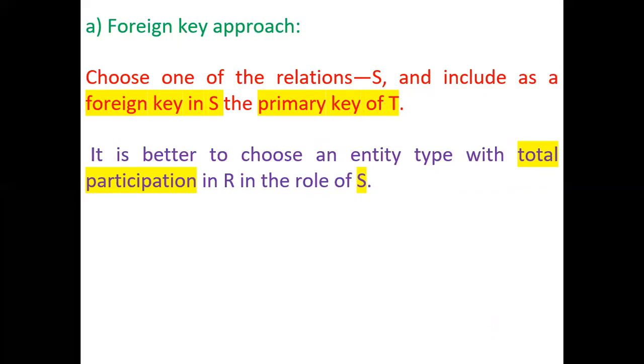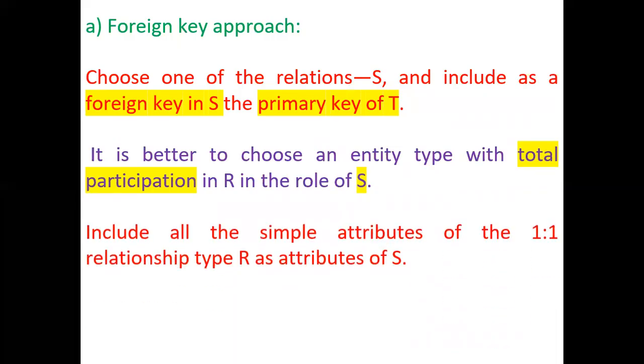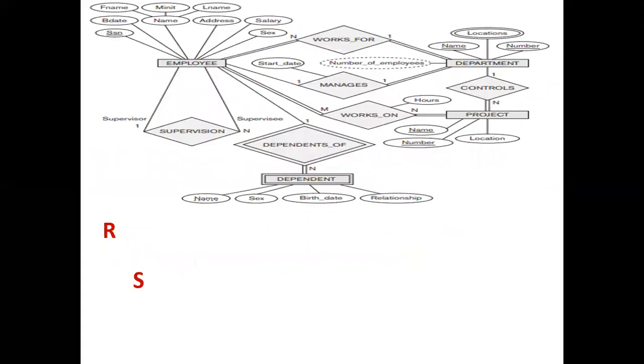So the entity type which is towards total participation should include a foreign key from the opposite relation's primary key. See for example here, which is the 1:1 relationship? Here I have Manages as a 1:1 relationship. Now in this Manages relationship, I have taken one of the relations as S and another relation as T.